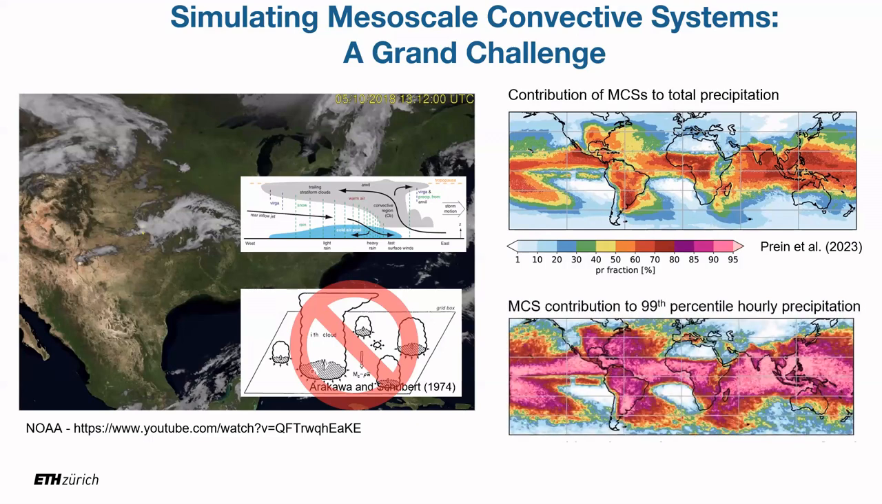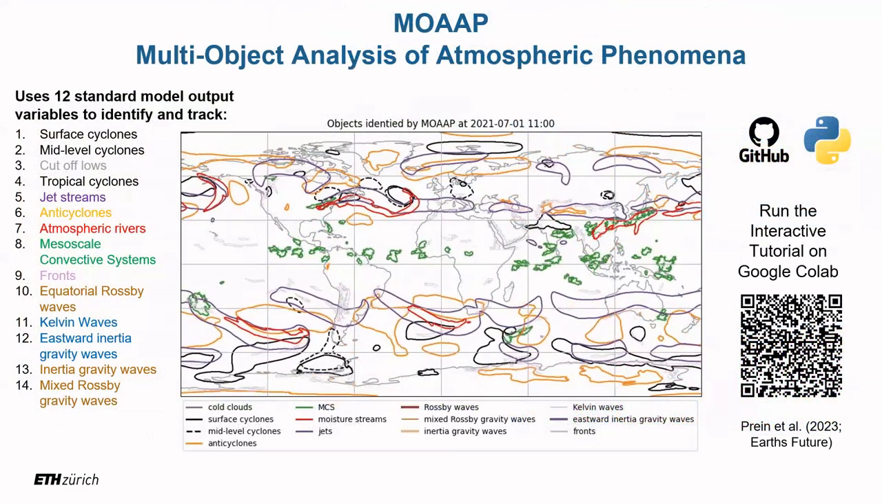If you look at extremes, it's even more pronounced. If you're in a region where you have mesoscale convective systems, you almost can be guaranteed that those are the process that causes the highest extreme precipitation. So simulating them is extremely important in our models.